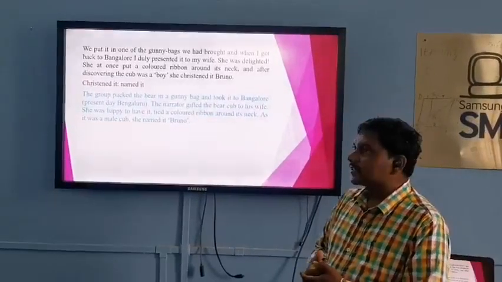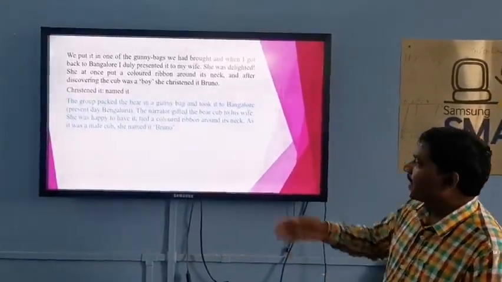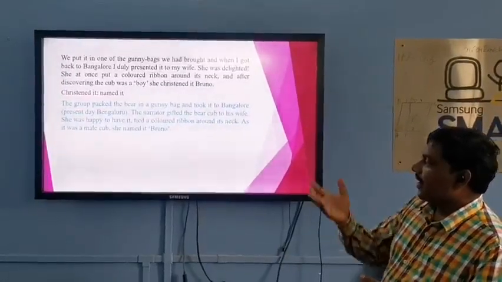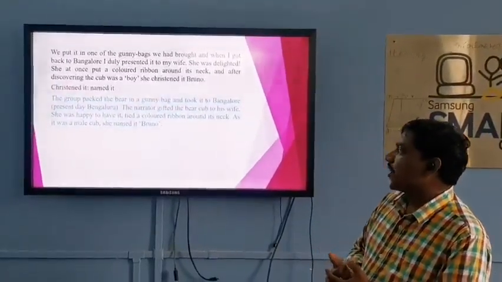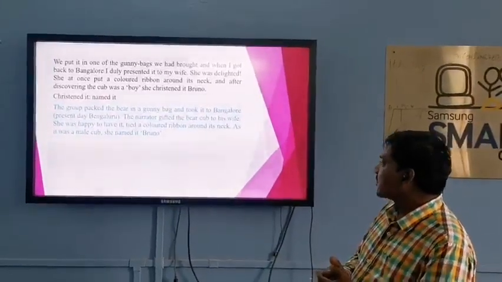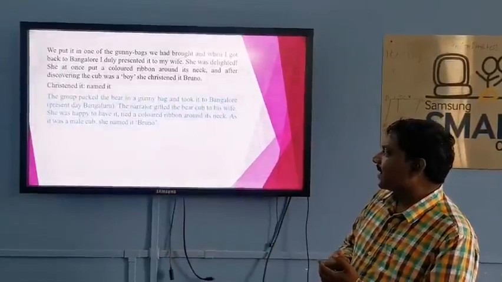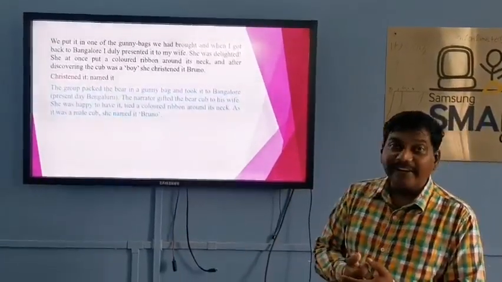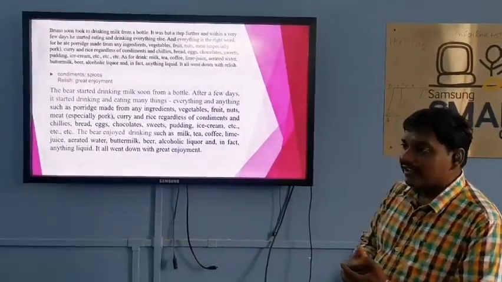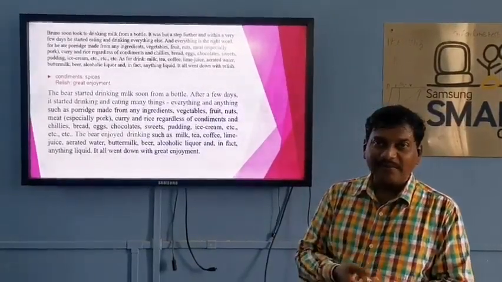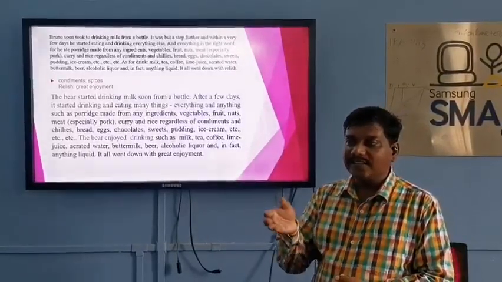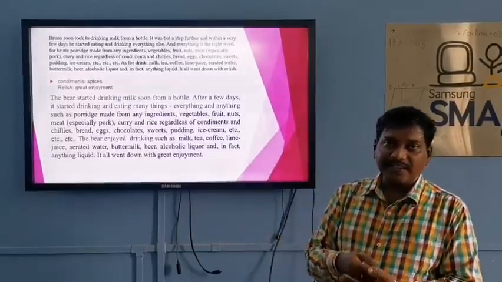Present day it is known as Bengaluru. The narrator gifted the bear cub to his wife, and his wife was very happy to have it. Immediately she tied a colored ribbon around its neck. As it was a male cub, she named it Bruno. When his wife came to know that the baby bear was a male, she gave it the name Bruno.